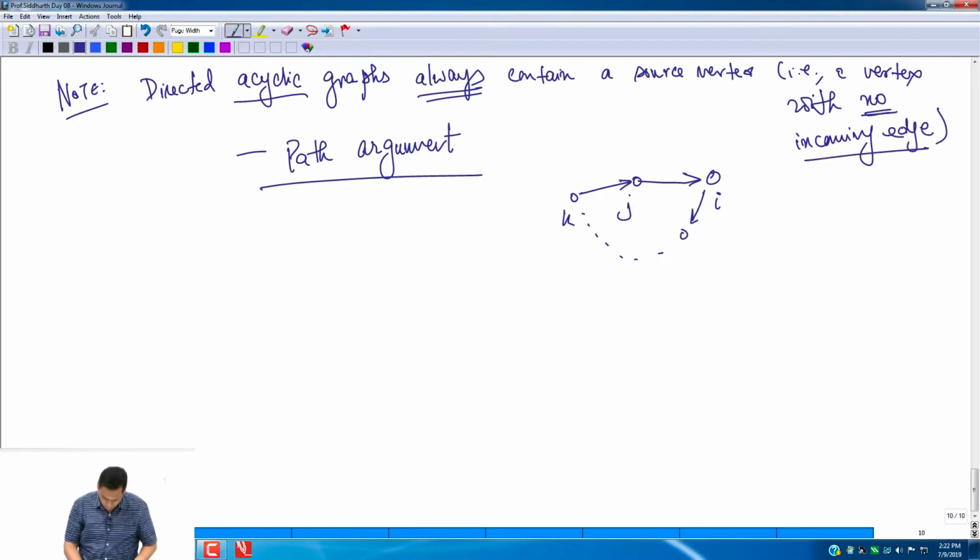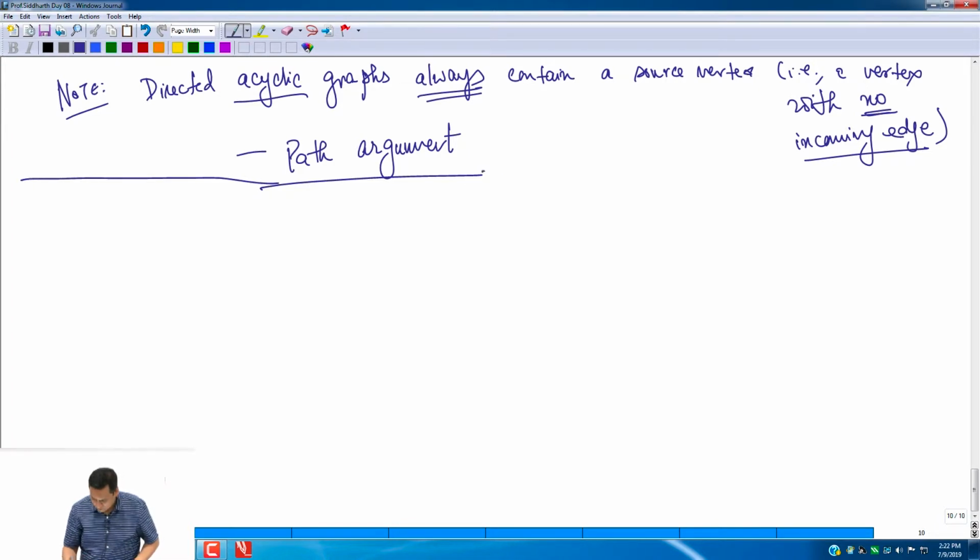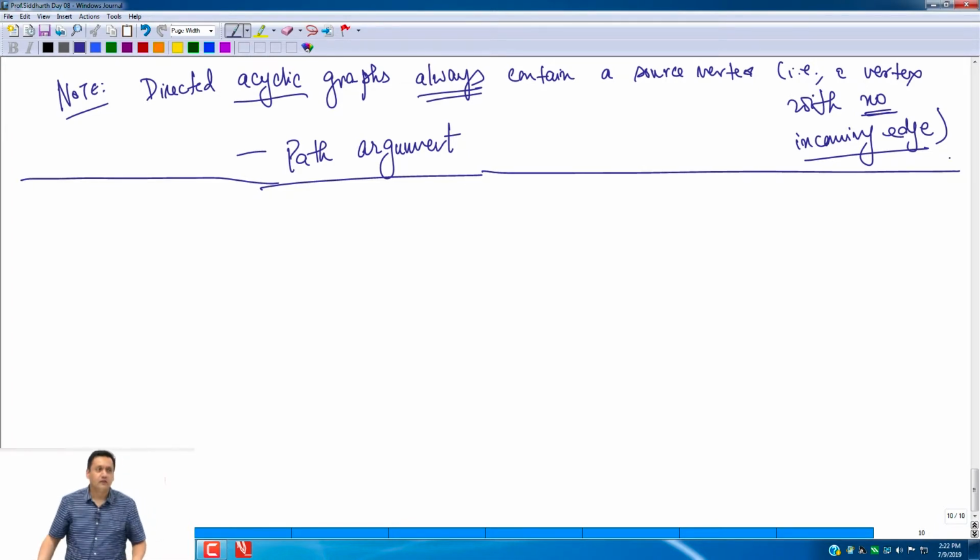Okay. Fine. So far so good. Now can I stitch everything together?